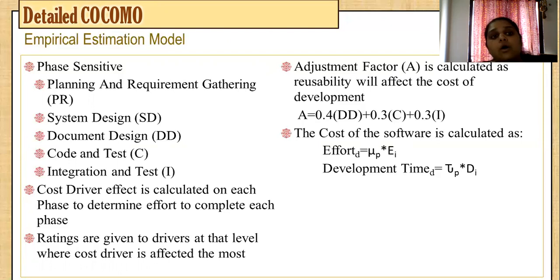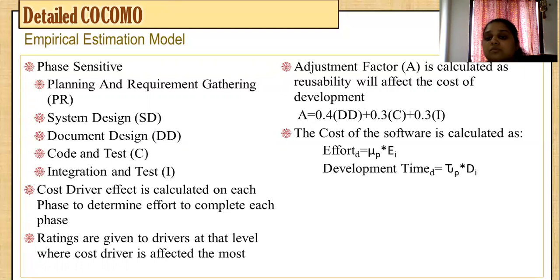Okay, so overall in detailed COCOMO, you can calculate the effort using mu p into EI. Now what is EI? EI is nothing but the effort which is estimated using the intermediate COCOMO model. And development time is calculated by tau p into DI, where DI is nothing but the development time of the intermediate COCOMO.